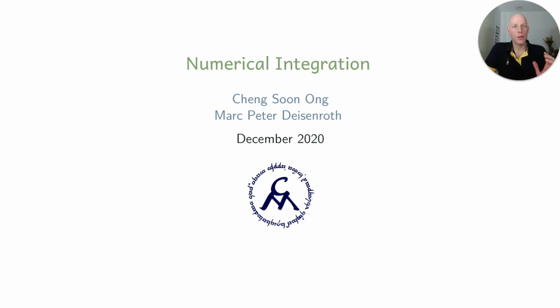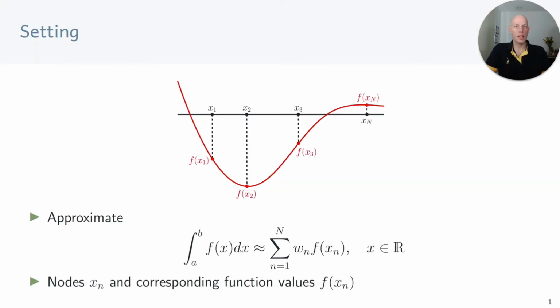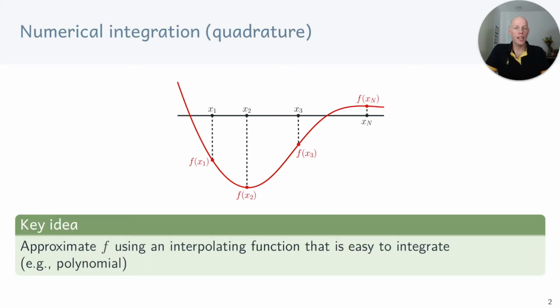In this part, we will look at tools for numerical integration in low and moderate dimensions. The setting we consider is this. We want to approximate the integral of a function in the interval [a, b] using a weighted sum of function values f(x_n). We have nodes x_n and corresponding function values f(x_n). The key idea is to approximate f using an interpolating function that is easy to integrate.